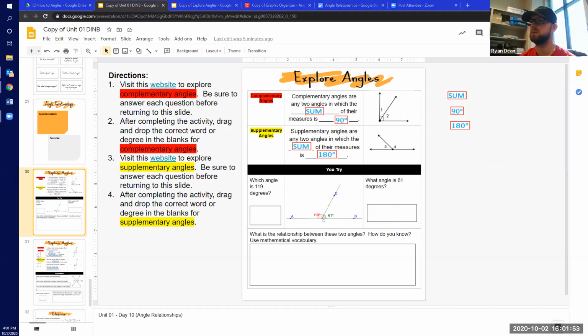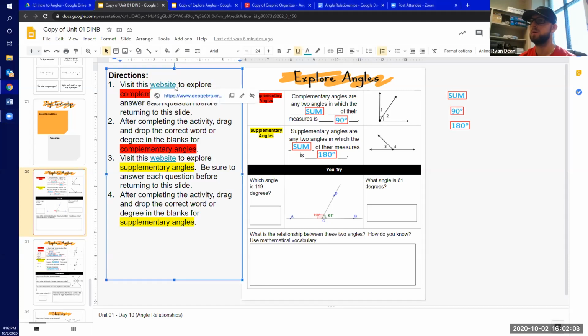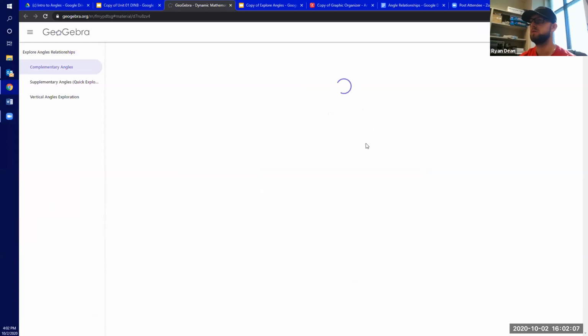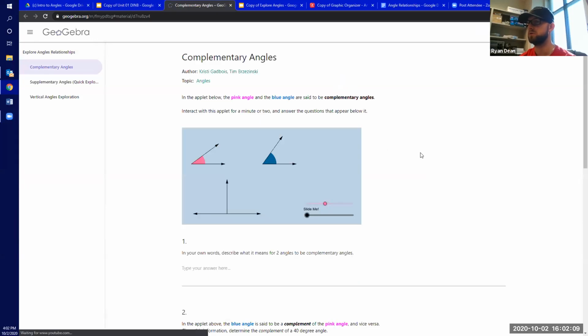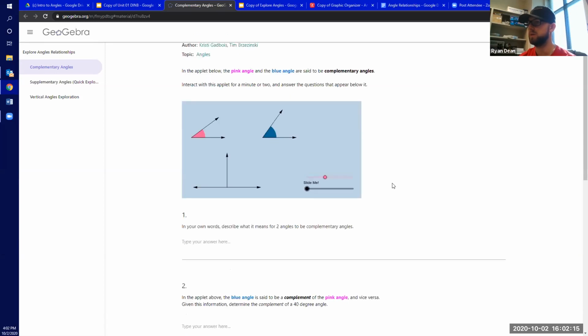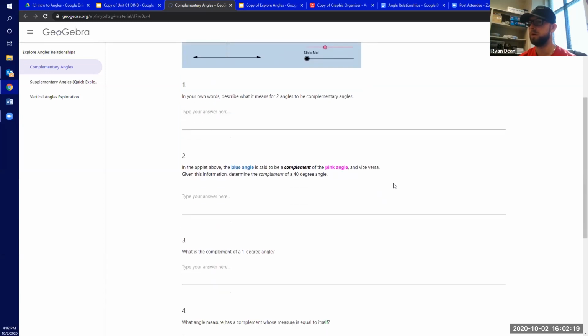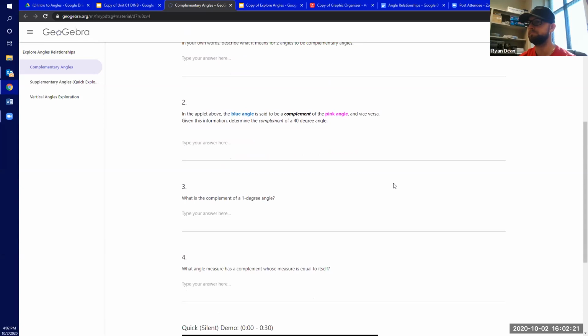So let's clear all this and come back over here. Directions for this, you can visit this website to explore complementary angles. It's just another website, GeoGebra. GeoGebra is a cool tool that you can use to play around with things. But there's a little activity in here that helps you describe complementary angles and learn a little bit more about them.